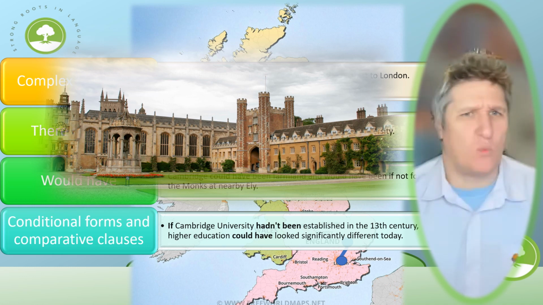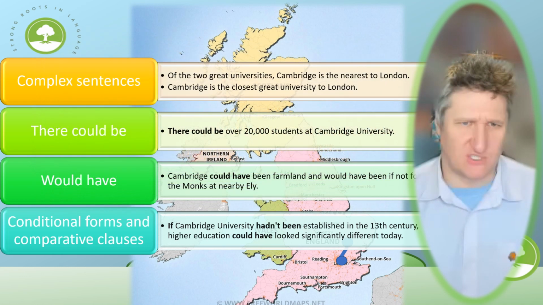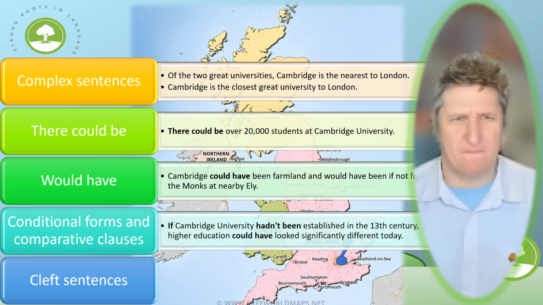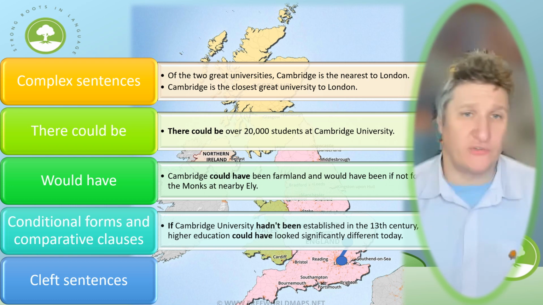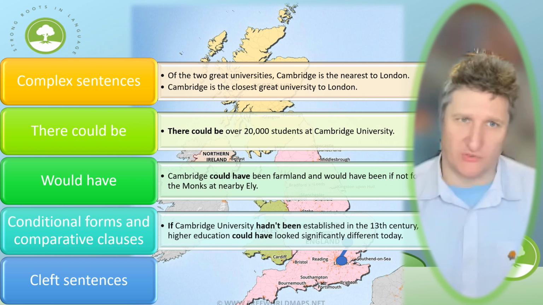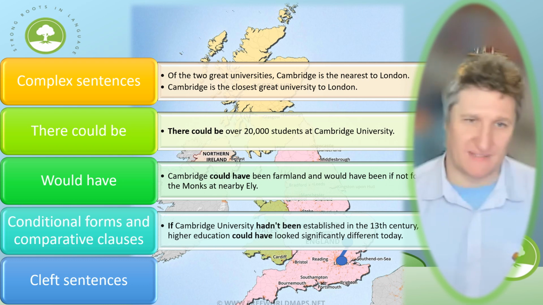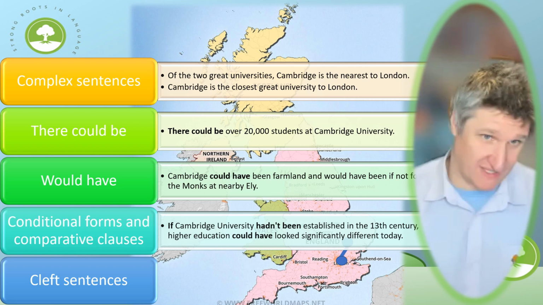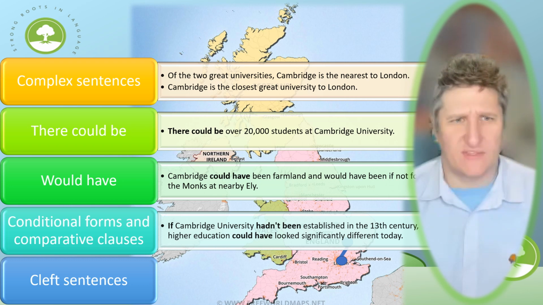You should also be aware of comparative clauses, such as the more research Cambridge University does, the better its reputation grows. You'll also be able to use participle clauses. That is when you use a present participle, that's the ing form, or the past participle, usually the ed form, at the start of a sentence.